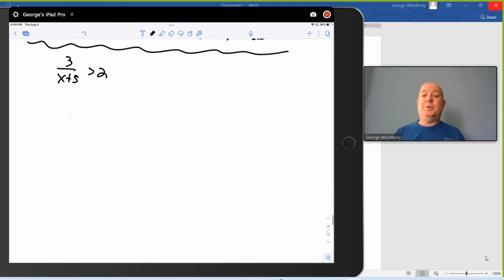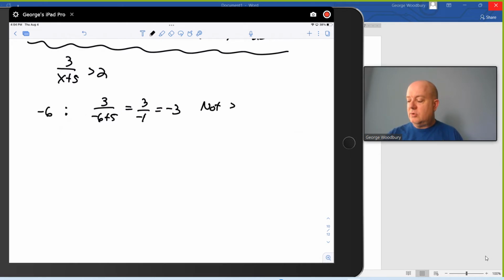And there were 3 test points that we wanted to check. -6 would have given us 3 over -6 plus 5, which is 3 over -1, which is -3, and that is not greater than 2.